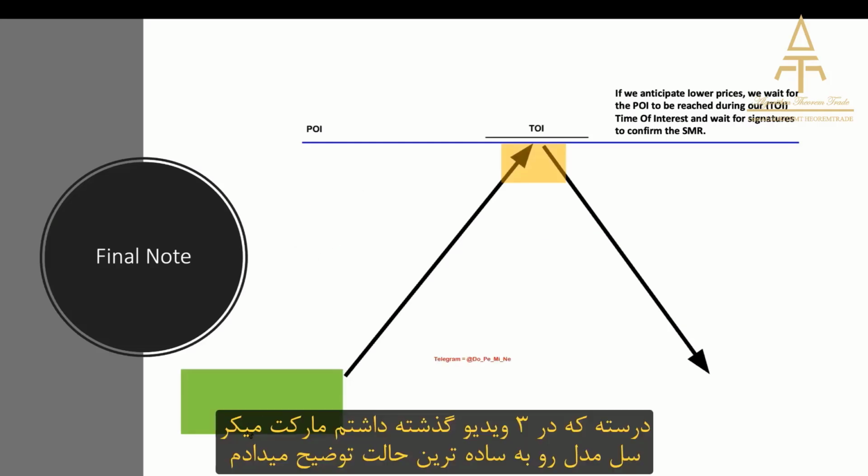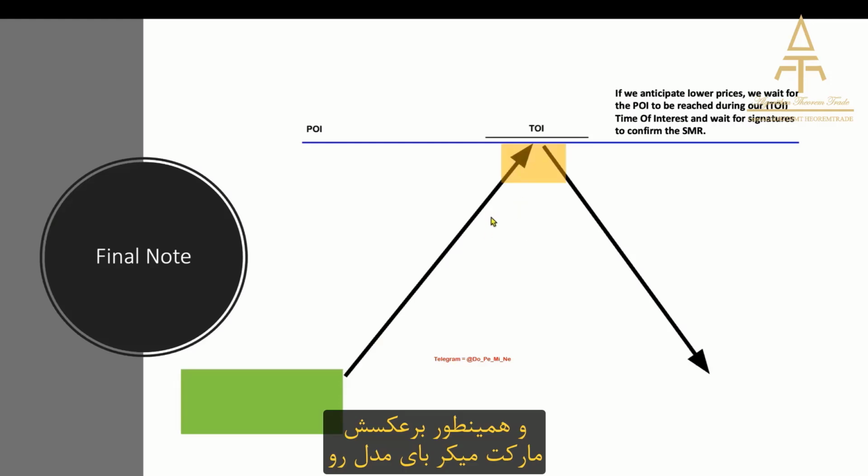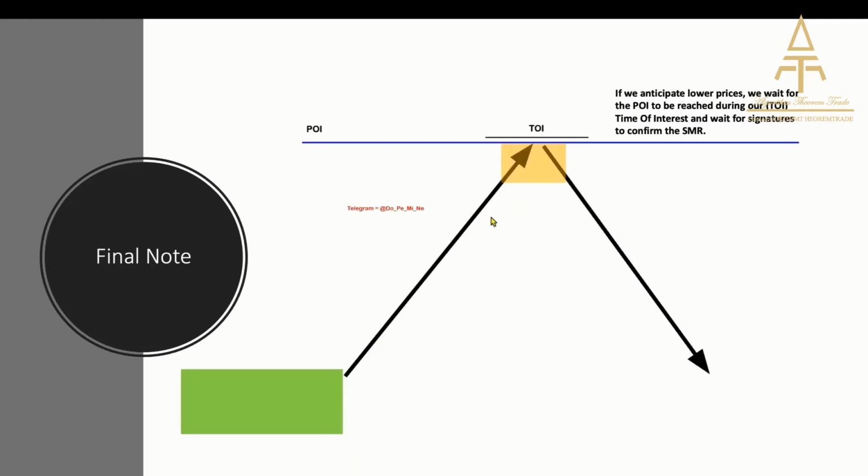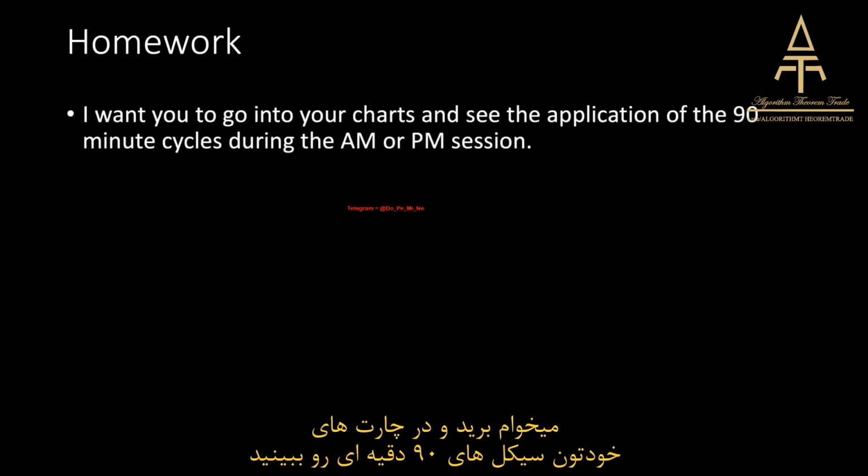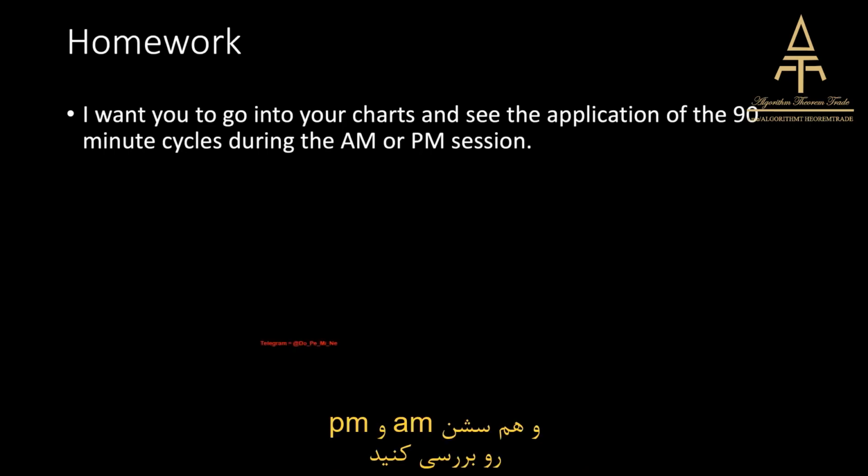So yes, this was all me explaining the market maker sell model to you in a very simplistic manner during the past 3 lectures. And of course, for the inverted chart, the market maker buy model. I want to give you some homework to end this lecture. I want you to go into your own charts and see the application of the 90-minute cycles and the logic I shared with you during the AM or PM session.